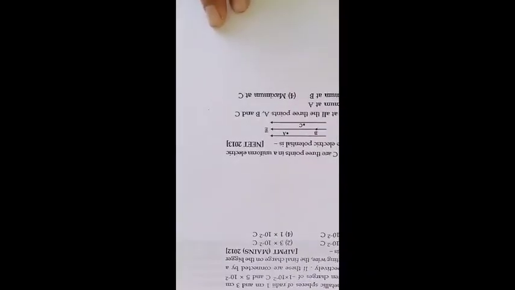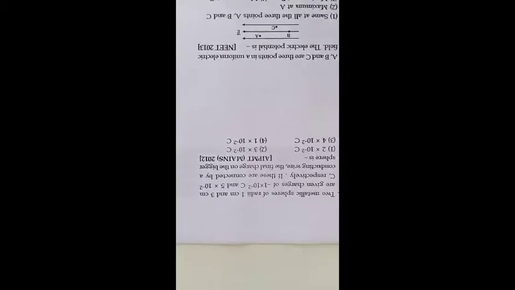See the 13th question, what they are asking. Two metallic spheres of radii 1 centimeter and 3 centimeter are given charges minus 1 into 10 power minus 2 coulomb and 5 into 10 power minus 2 coulomb respectively. If these are connected by a conducting wire, the final charge on the bigger sphere is.